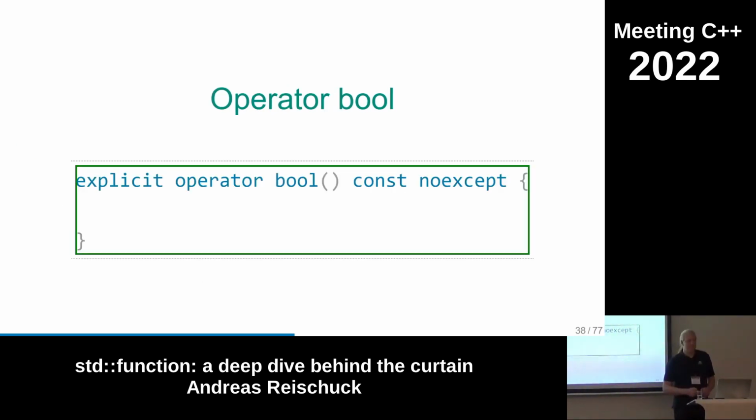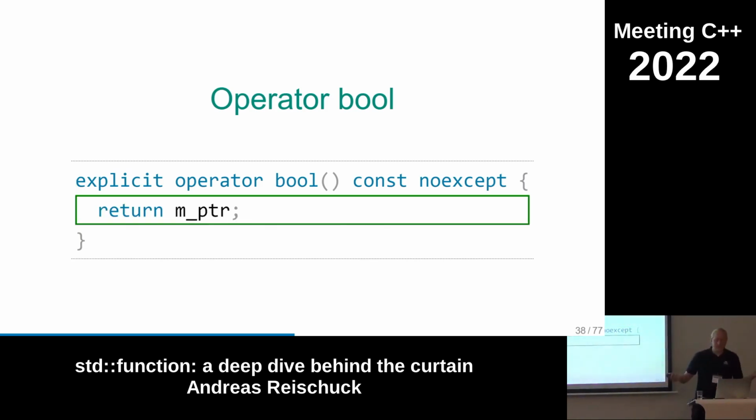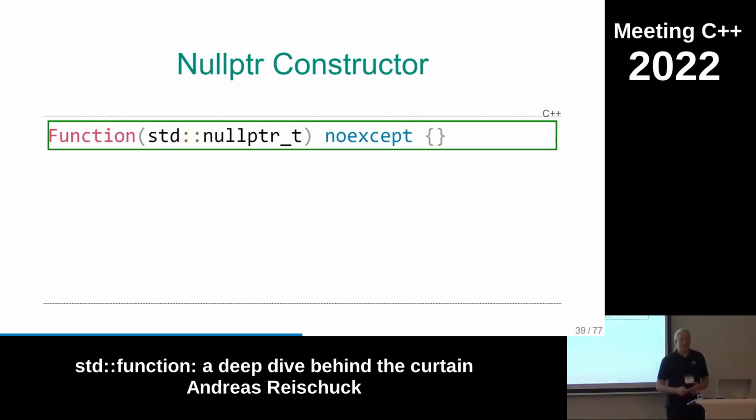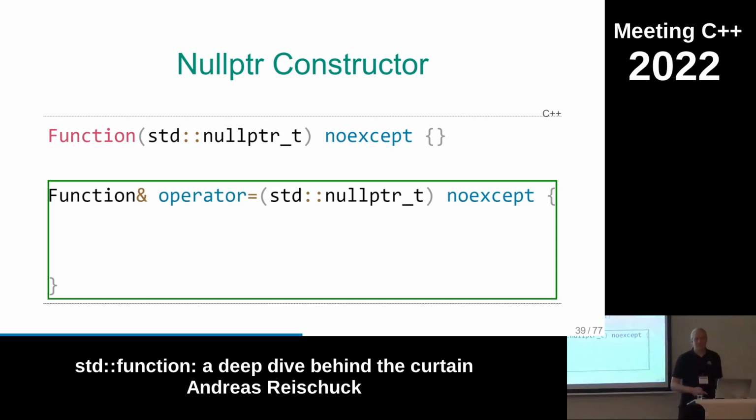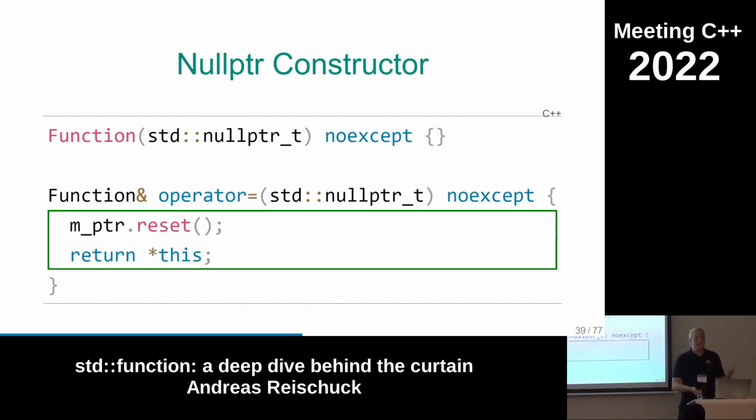So we have an operator bool. Extending that to our implementation is very easy. We just check if our pointer points to something. If it's not initialized, then it's a null pointer, so we can easily check that. Next, the standard mandates that there are constructors for the null pointer overloads. When we construct our function with a null pointer, we should construct it with an empty state. It's explicit: we say, okay, assign a null pointer, it's empty. In this constructor we don't have to do anything, because our member pointer is already a null pointer by default. We can also assign a null pointer. This case is a bit more involved: we have to reset our pointer to ensure that it's a null pointer, and then return this.